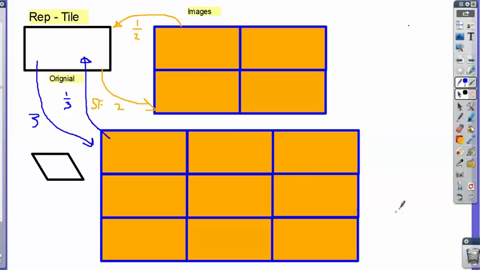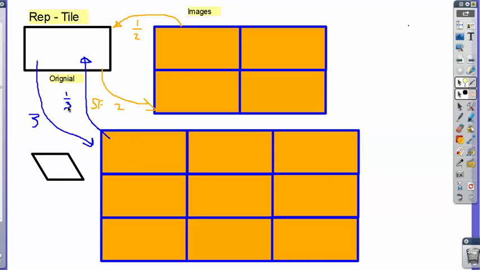So at this point, we have made some reptiles. We used the original to create an image that has a scale factor of 2 when I go from the original to the image. And we've made this original into an image that has a scale factor of 3. Is that correct so far, David? And then you said that the scale factor going from this image to the original was 1/2, right? Yeah. And then you said that the scale factor going from this large image to the original was 1/3.